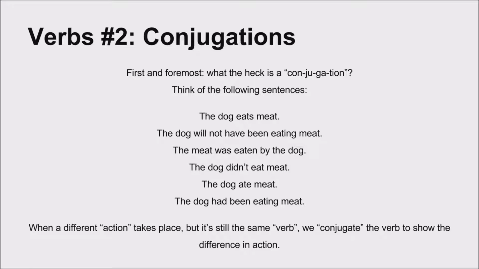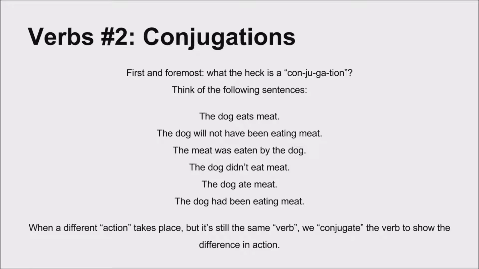Notice how every single sentence is pretty much the same. There's a dog, there's some meat, and in between those two things the verb eat happens. However, notice how each one happens or doesn't happen.